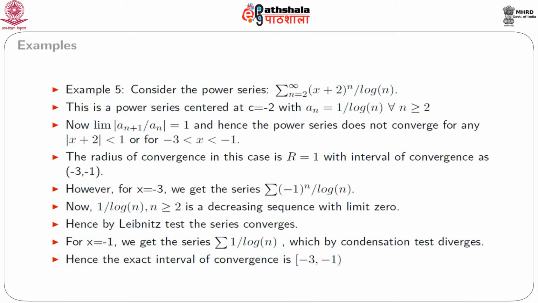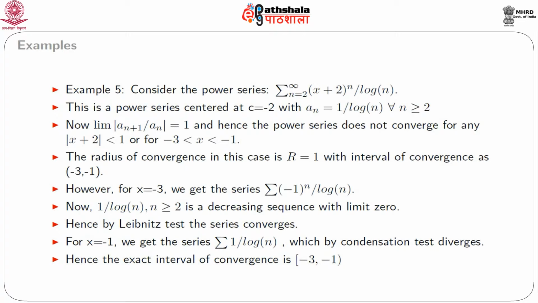Consider our next example, which is again a power series, summation n from 1 to infinity of (x+2)^n divided by log n. So this is a power series centered at c equal to -2 with a_n as 1 by log n. Now the absolute value of a_(n+1) divided by a_n has a limiting value 1, and hence the power series converges for any x such that the absolute value of x+2 is less than 1, or for -3 less than x less than -1. Thus the radius of convergence in this case is R equal to 1 with the interval of convergence as -3 to -1.